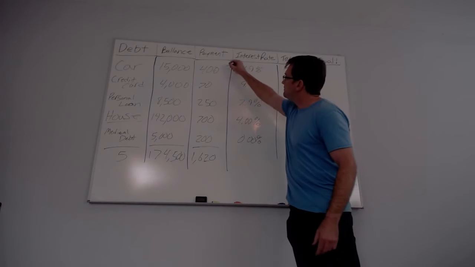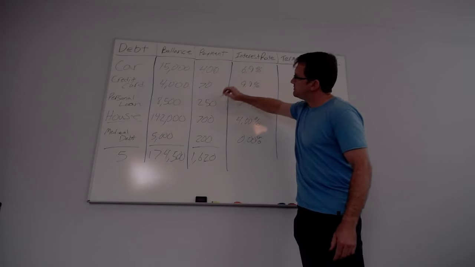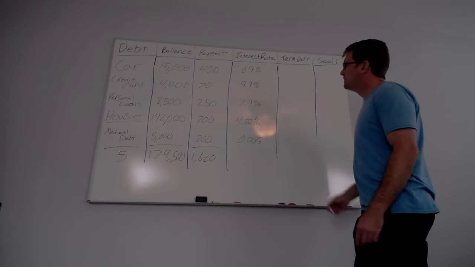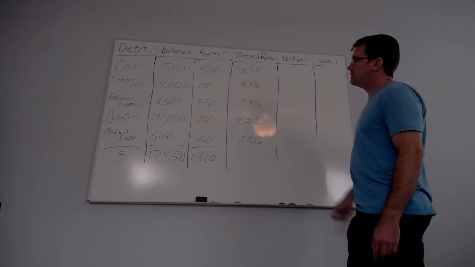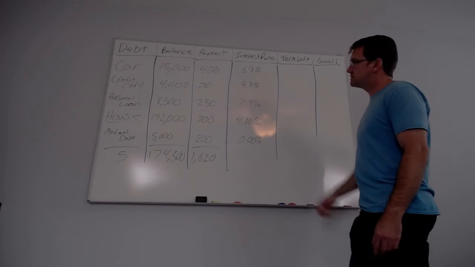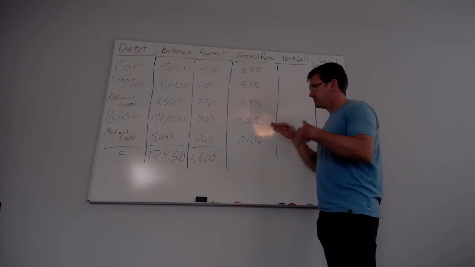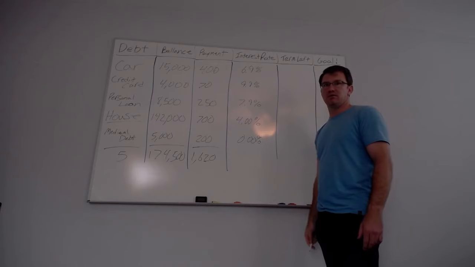You know, this is principal and interest, principal and interest, principal and interest. Same thing every time. So if you want, this is the best way to start over: write down what you have, and get a handle on your debt.